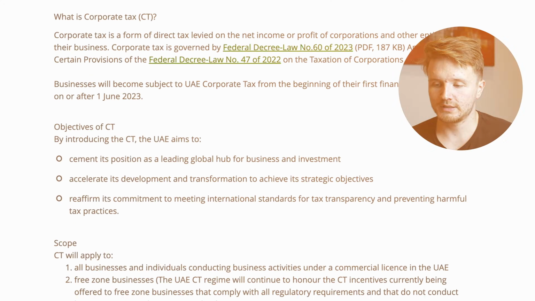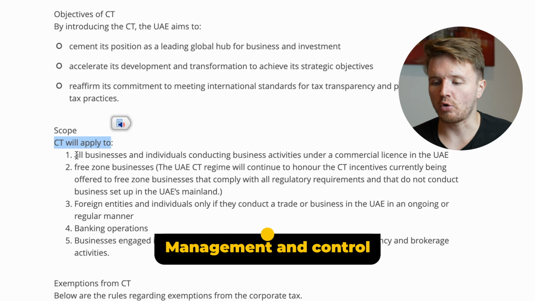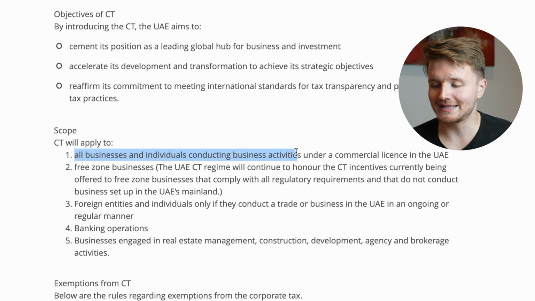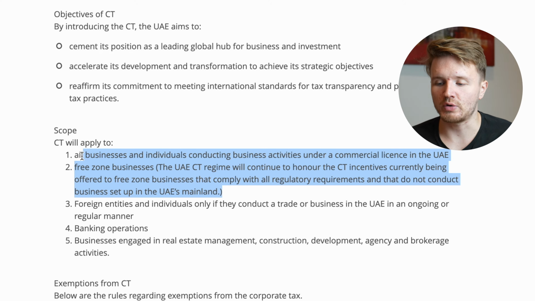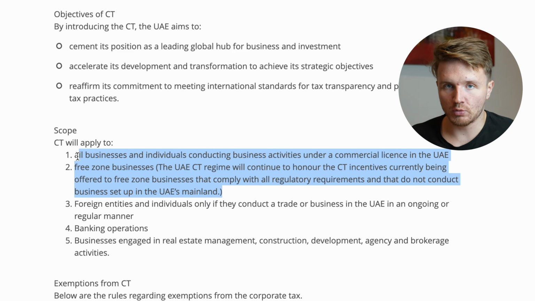To get started, as an example, let's look at the corporate tax law of the UAE, the United Arab Emirates, because that's the country where I am a tax resident and where my company is tax resident. We can see here the scope. Corporate tax will apply to, number one, all businesses and individuals conducting business activities under a commercial license in the UAE. So points 1 and 2 essentially refer to companies that are registered in the UAE. So all companies registered in the UAE are tax resident in the UAE. We'll cover this in more detail later on in the video.